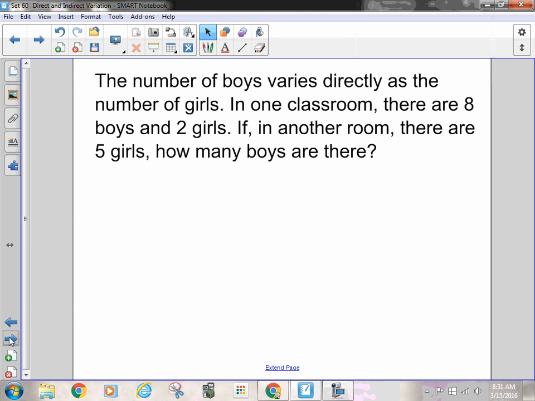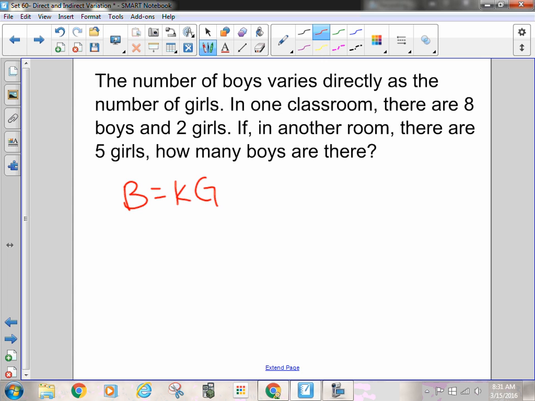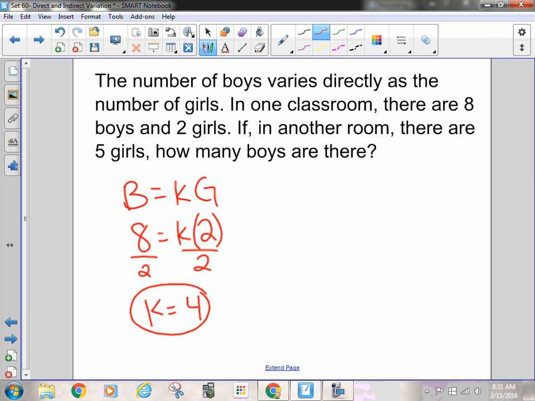All right, so a couple examples. The number of boys varies directly as the number of girls. So boys varies directly to girls. In one classroom, there are 8 boys and 2 girls. So with all of these, we need to solve for K first. Okay, so I'm going to divide both sides by 2. So my constant of proportionality is 4.